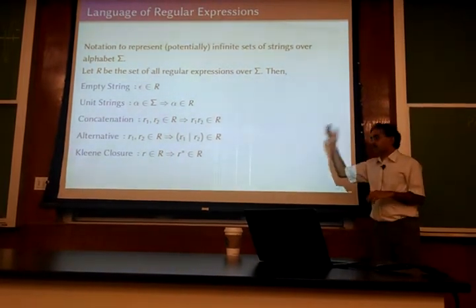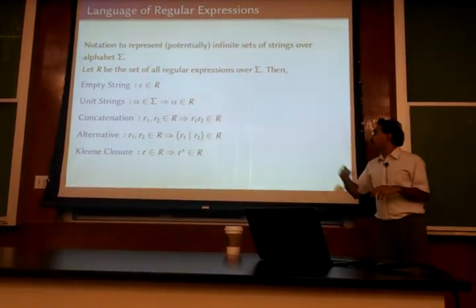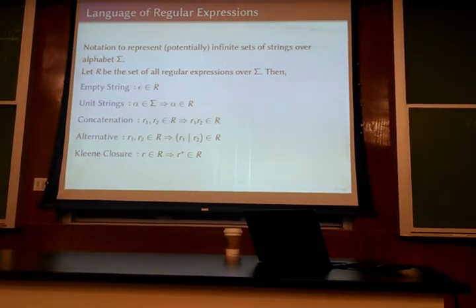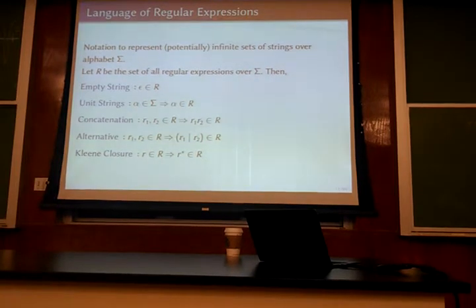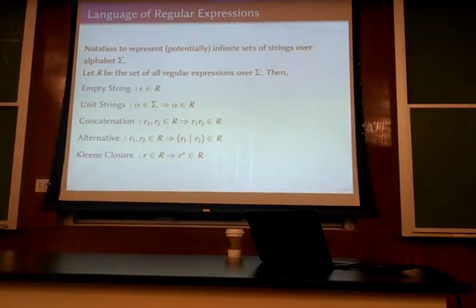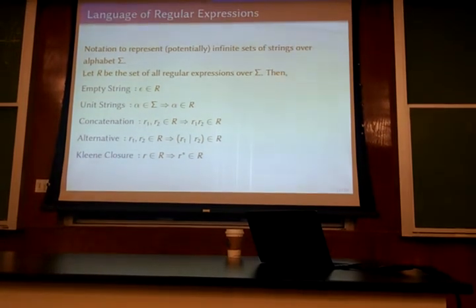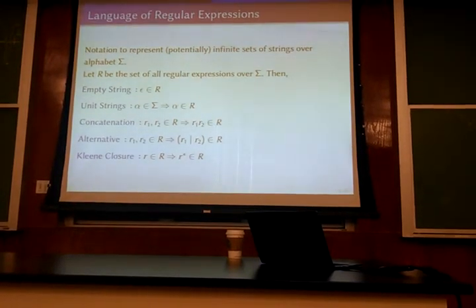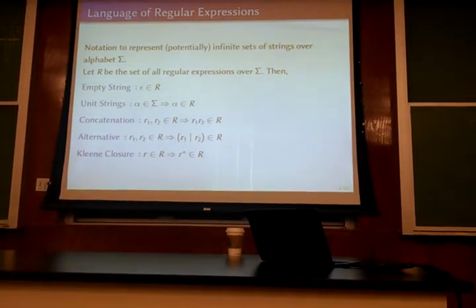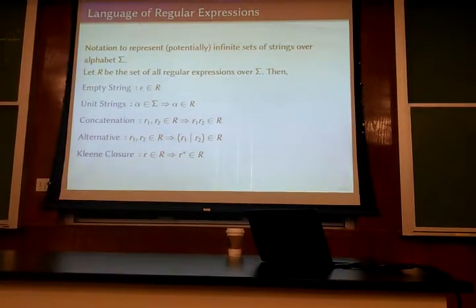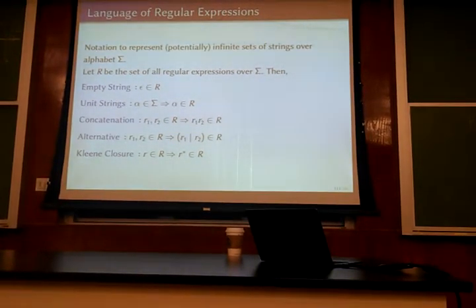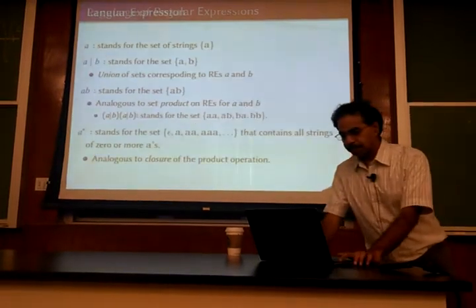Right? So concatenation means you just put them together. So if R1 and R2 are regular expressions, then you can inductively build larger regular expressions by applying these operators. Right? So one of the operators is concatenation, and presumably we all understand what that is. Alternation, which says you match either R1 or R2, and closure, which matches 0 or more repetitions of that particular regular expression.